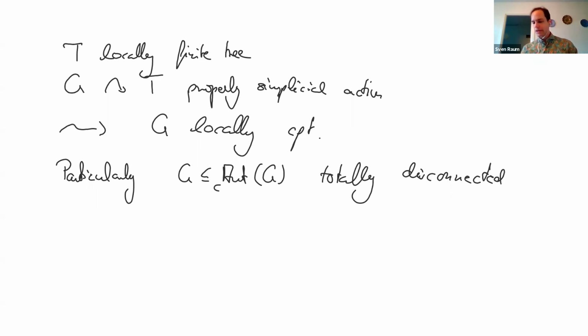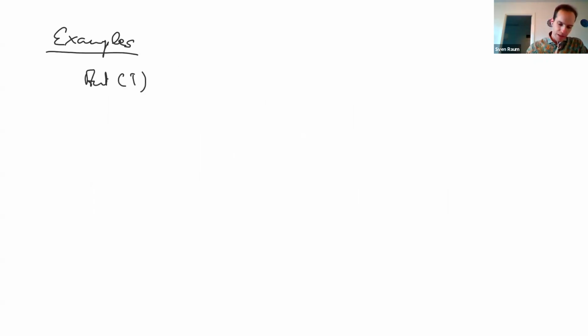Okay, so let me recap a few examples. This is the setup here. I will come to the question in a second, but let me just mention a few examples that I would keep in mind. Of course, Aut(T) itself, the full automorphism group, is a standard example.